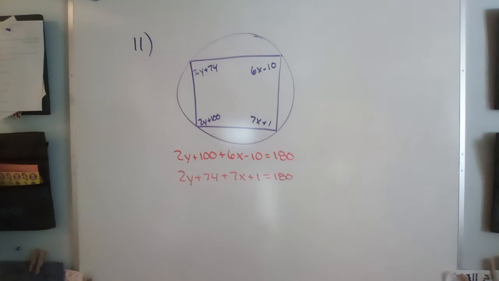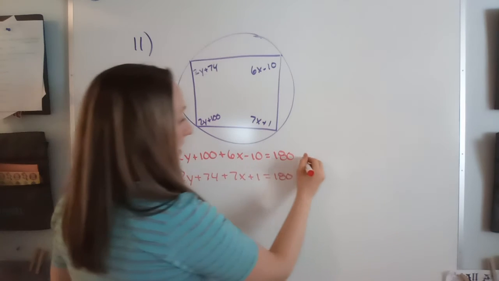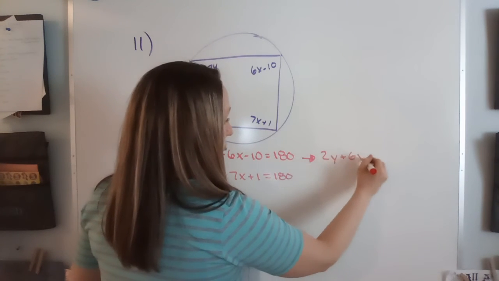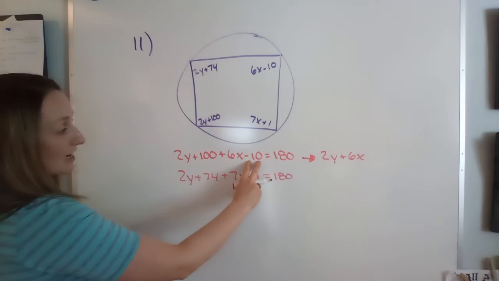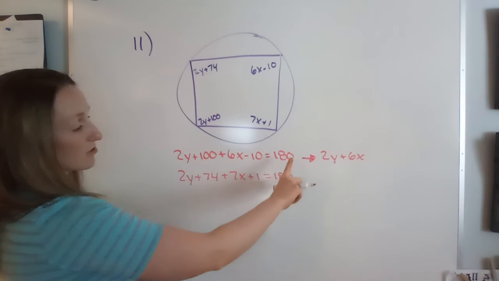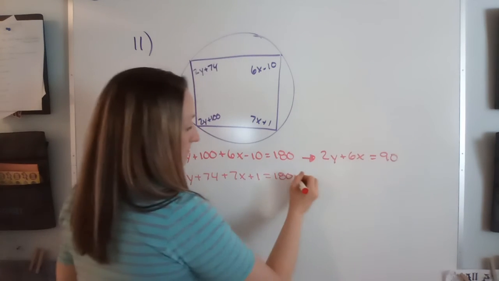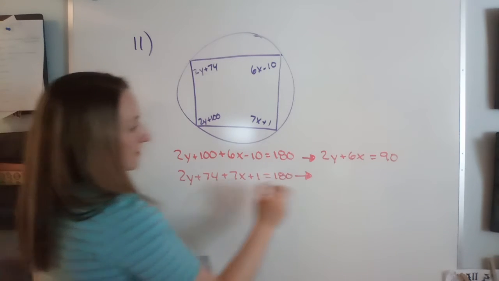Okay? We're going to simplify both equations, combining like terms. So this equation, I'm going to have 2y plus 6x. I'm going to try to do some of this math in my head. 100 minus 10, that's 90. And then I want to move the 90 to the other side by subtracting. So it's equal to 90. The other equation, 2y, 7x.